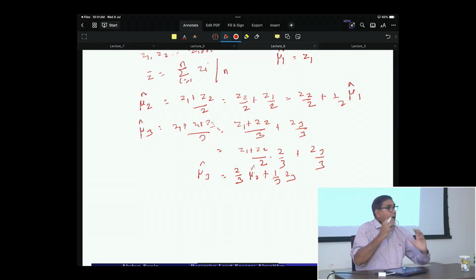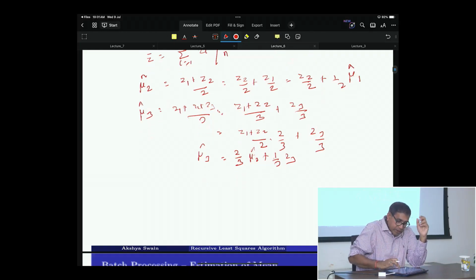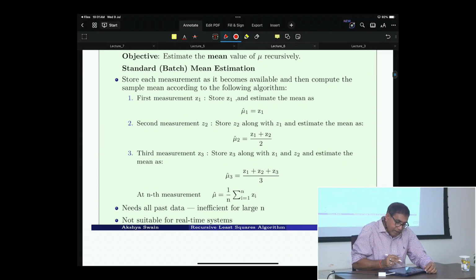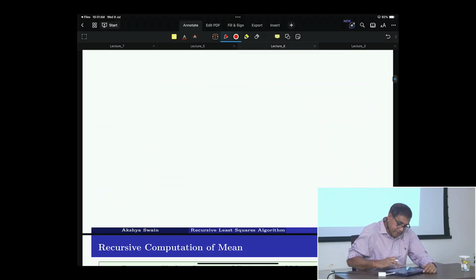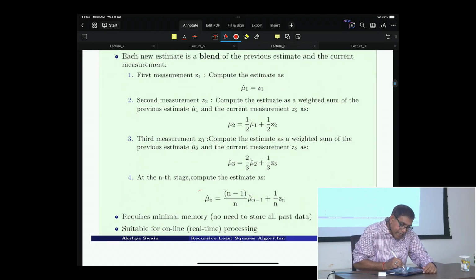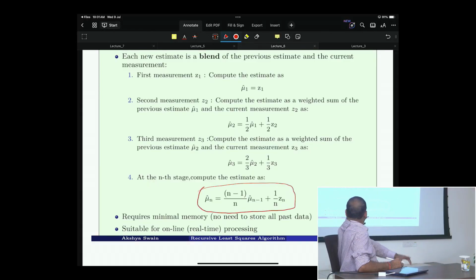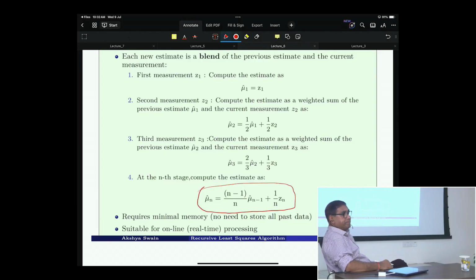So as the samples come, in general you will see the general mu n cap will be n minus 1 by n into the previous estimate, mu cap n minus 1, plus the present sample times 1 by n. This is the recursive computation. How much storage space do I require? 2. 2 storage, right?